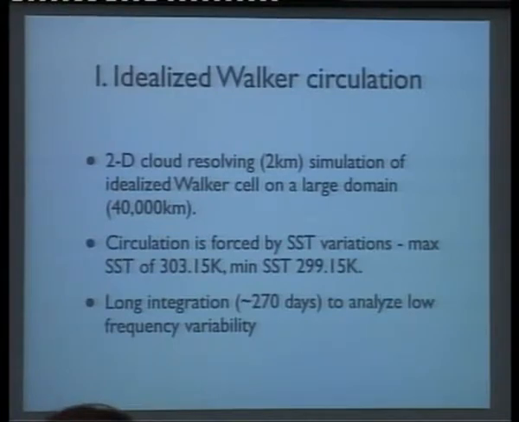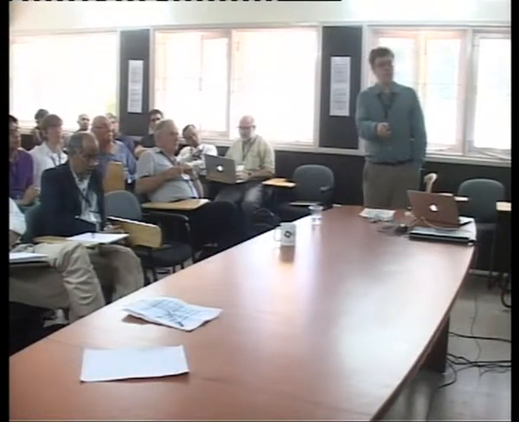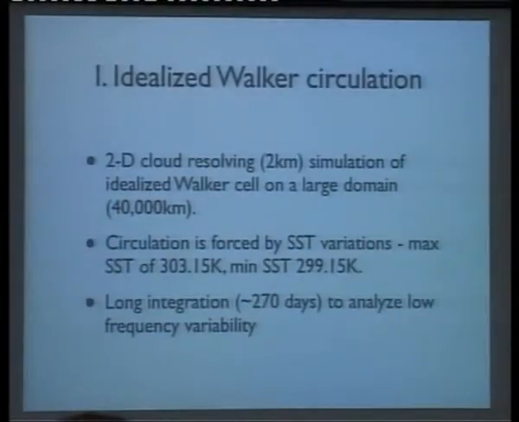What we did, we took the cloud-resolving model from NCAR, and we ran it in 2D. That's a heavy simplification, but we ran it at cloud resolving scale, basically 2 kilometer resolution, but over a very large domain, a 40,000 kilometer domain. So we can span all the way from convective scale to planetary scale.